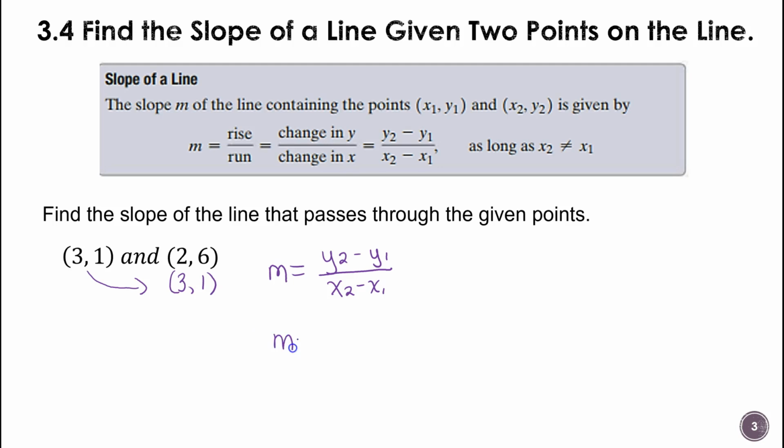So in the numerator, I'm going to take 6 and subtract 1. In the denominator, I'll have 2 minus 3. The main thing is that you start with the same ordered pair in the numerator and the denominator. So now I have 5 over negative 1, which is a slope of negative 5. Always simplify when you have a 1 or negative 1 in your denominator.